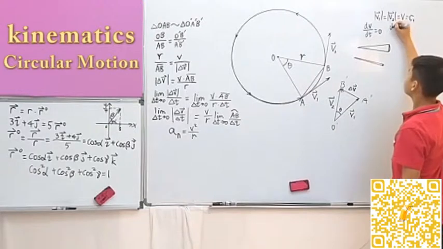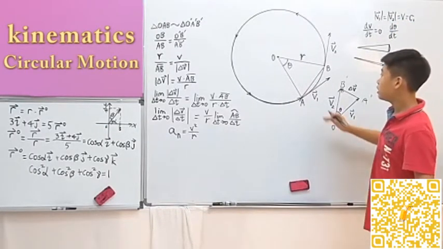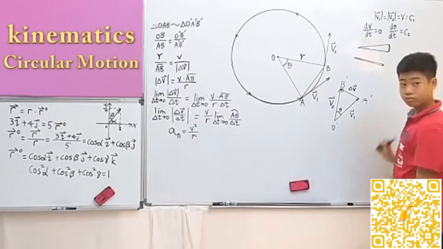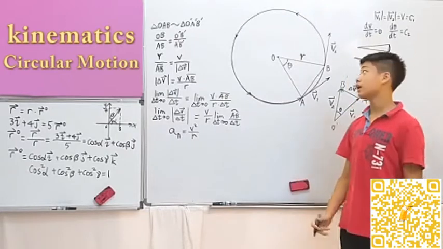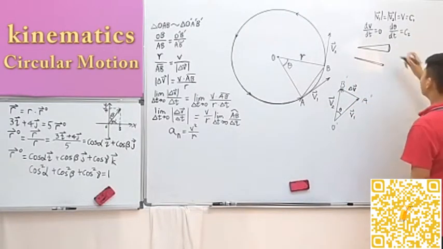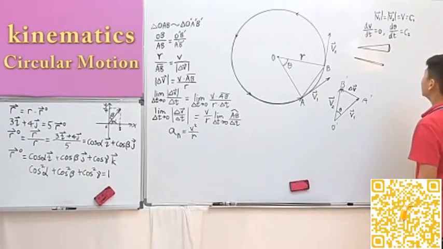How about d theta dt? This is the angular speed. Angular speed, you do have it. So that's why here I put it as C1 first. Here is your C2. So that's what you have here.